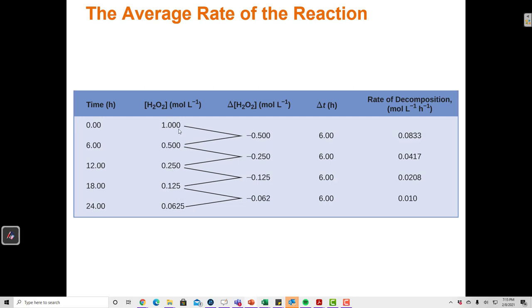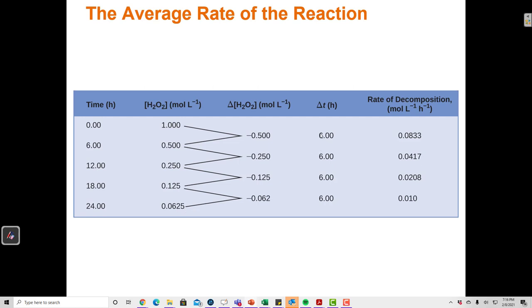This first time, that half represents a much larger quantity, doesn't it? Because half of this first one is 0.5. So in 6 hours, I lose 0.5. But in the next 6 hours, although it's true I have lost half, I only lose 0.25. And in the next 6 hours, I only lose 0.125. And in the next 6 hours, I lose 0.0625. So every 6 hour period, I'm losing less and less and less.